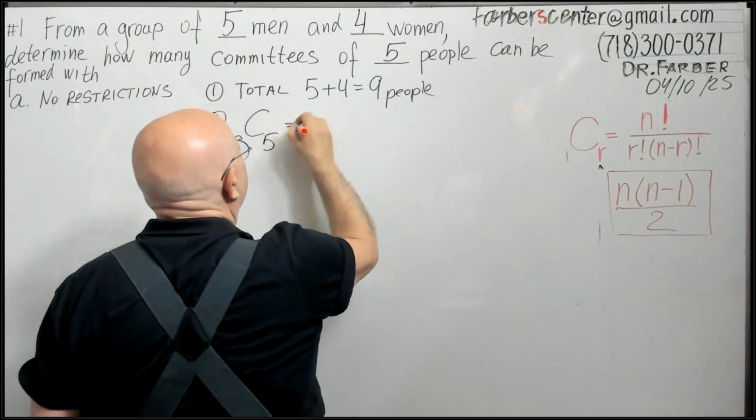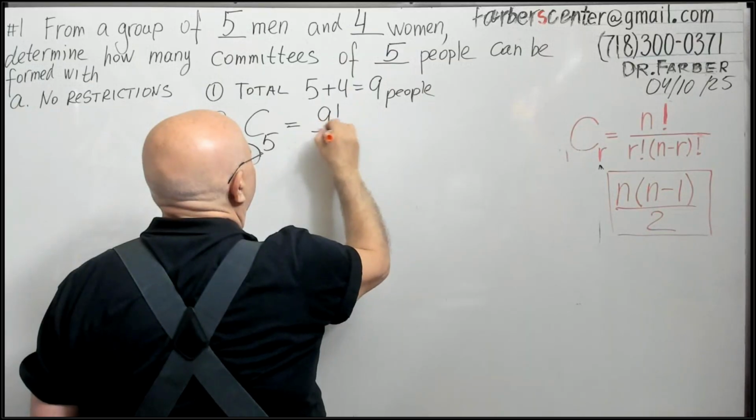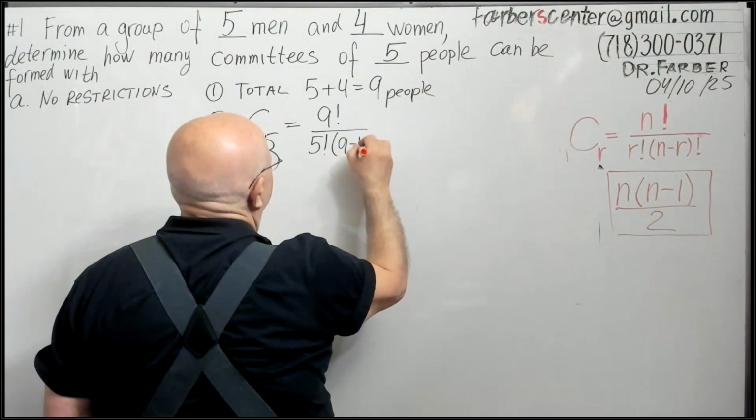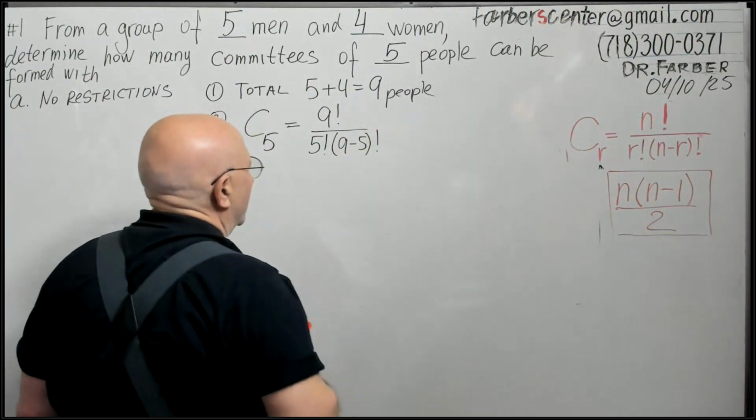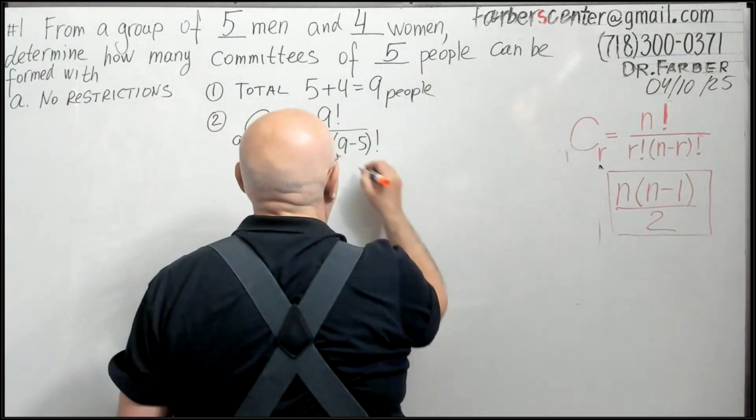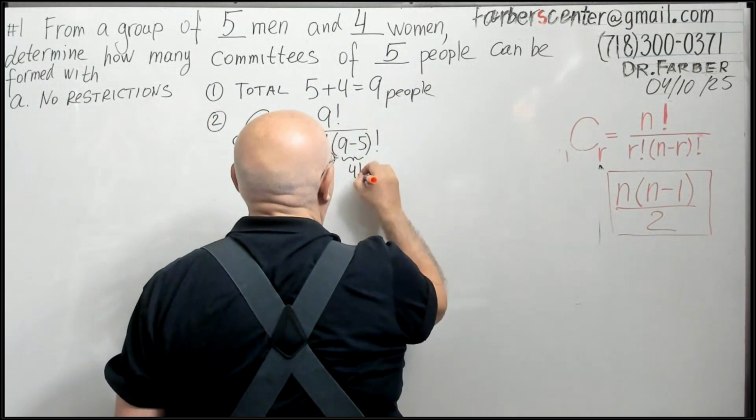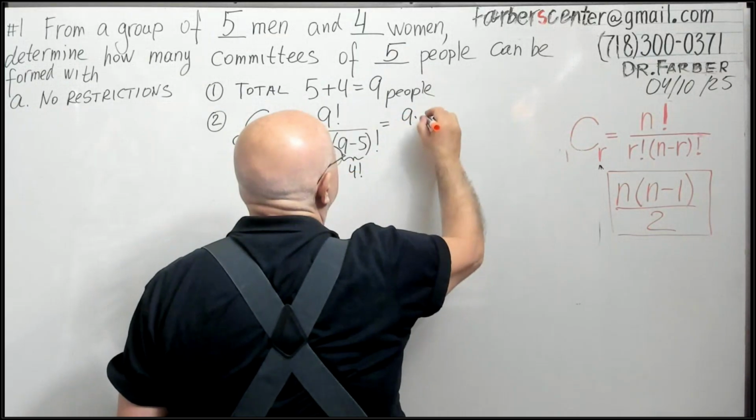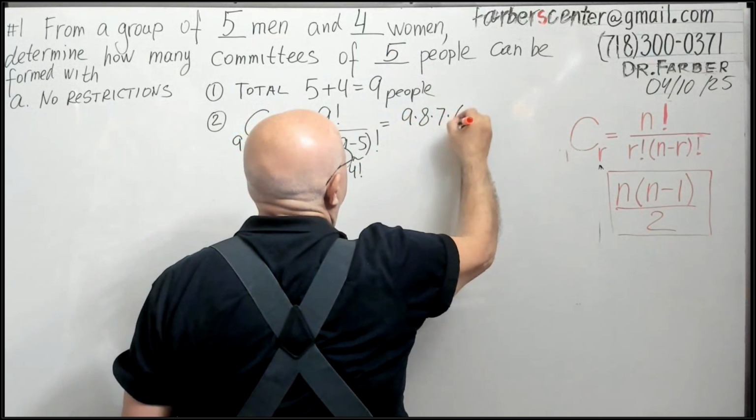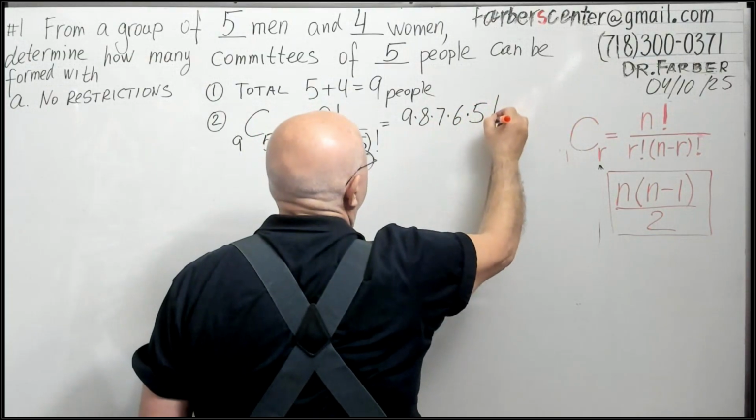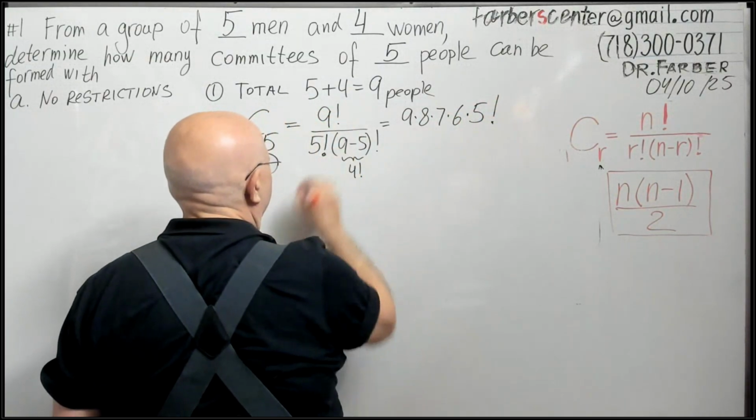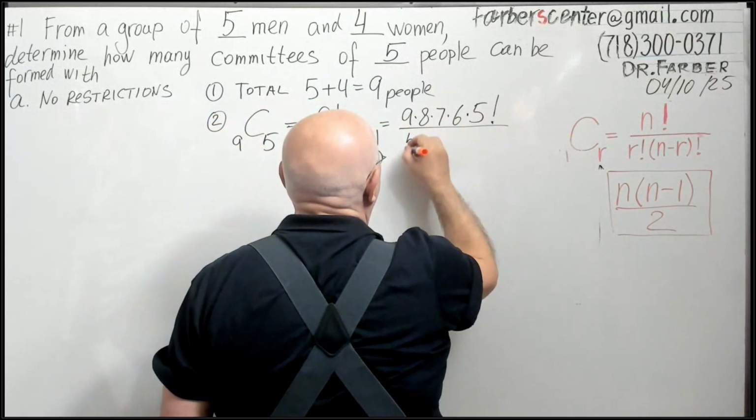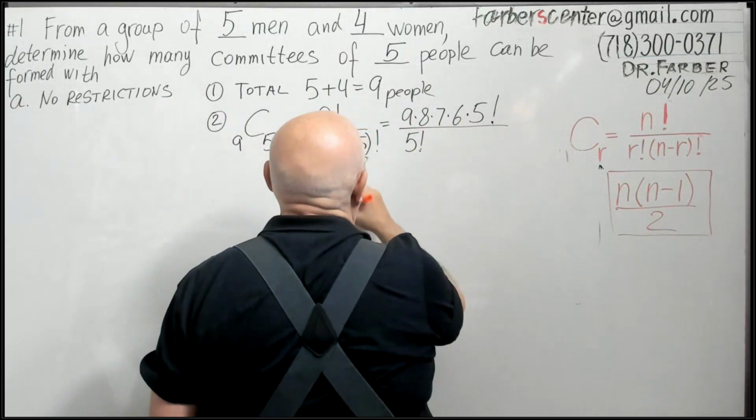It's 9 factorial divided by 5 factorial by 9 minus 5 factorial. This is the same as 4 factorial. And this would be 9 times 8 times 7 times 6 times 5 factorial, because this is the biggest factorial. In the denominator, we have 5 factorial and 4 factorial.